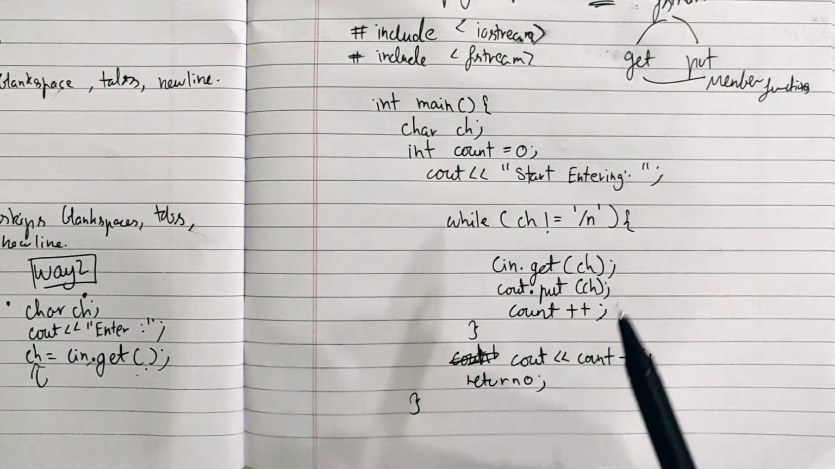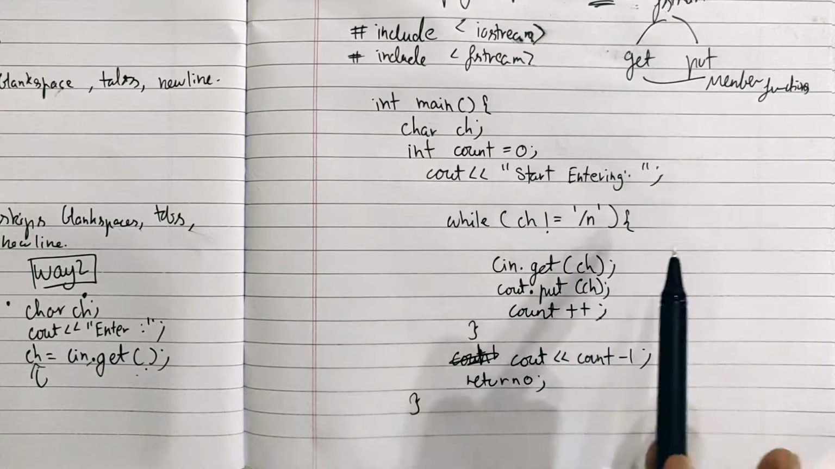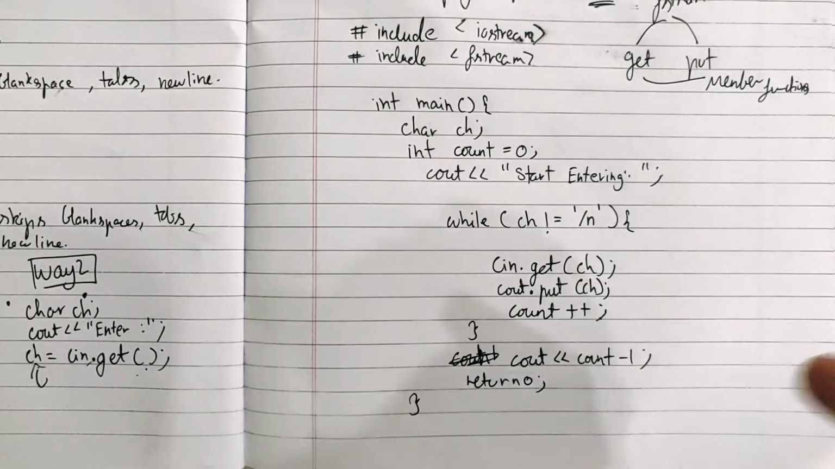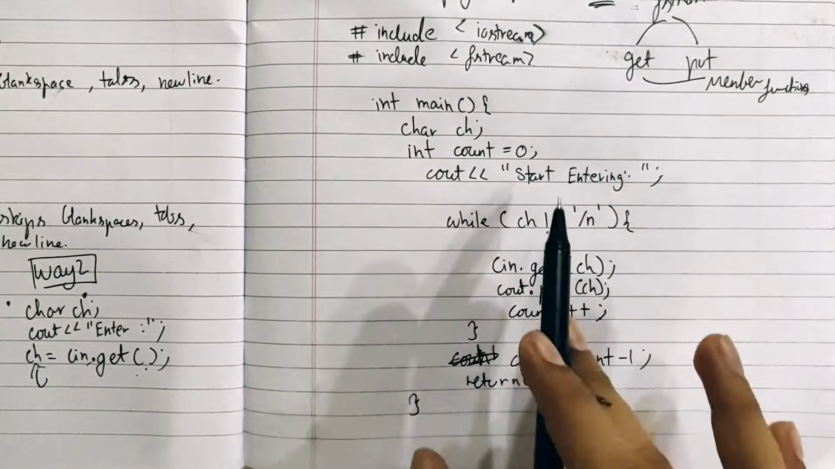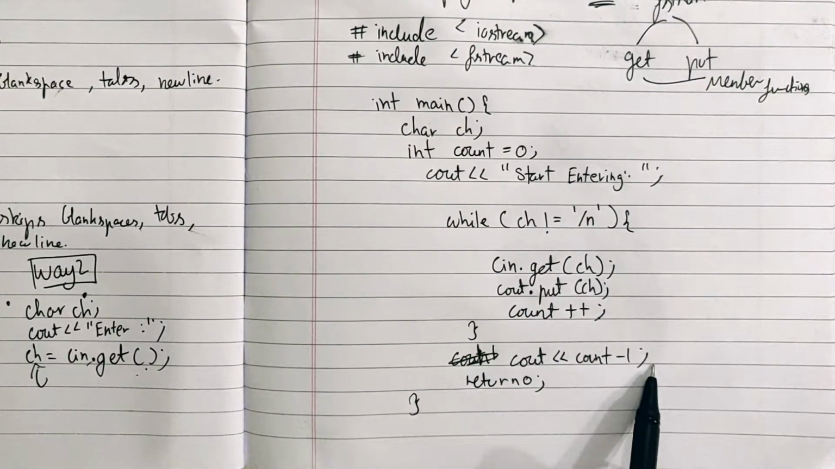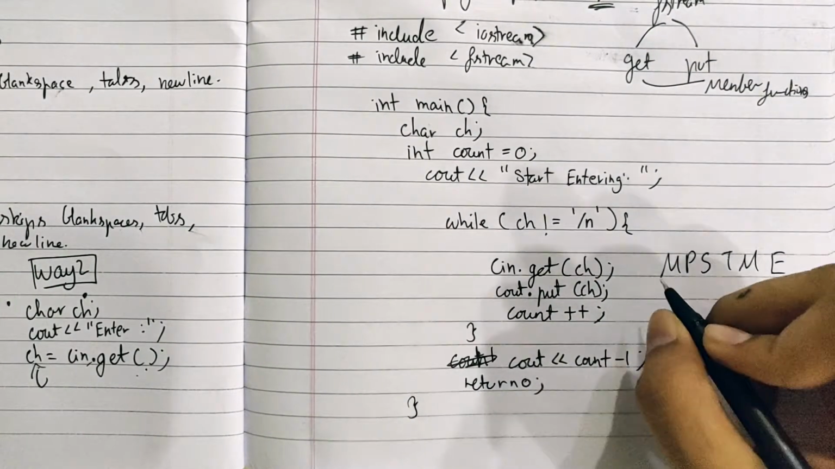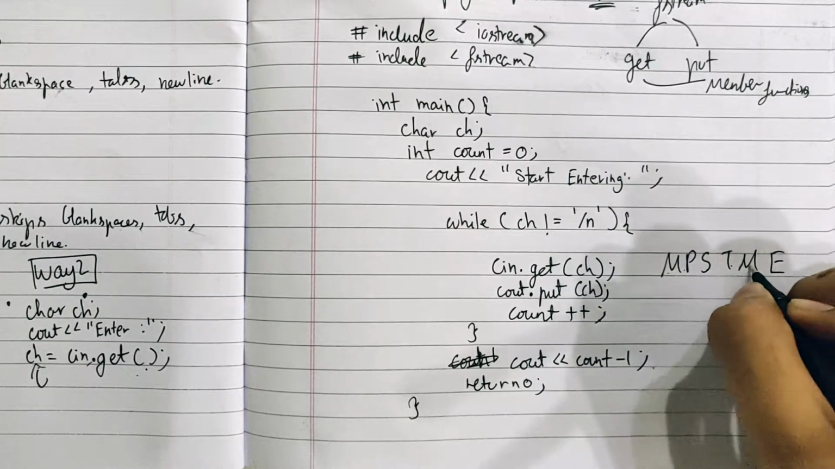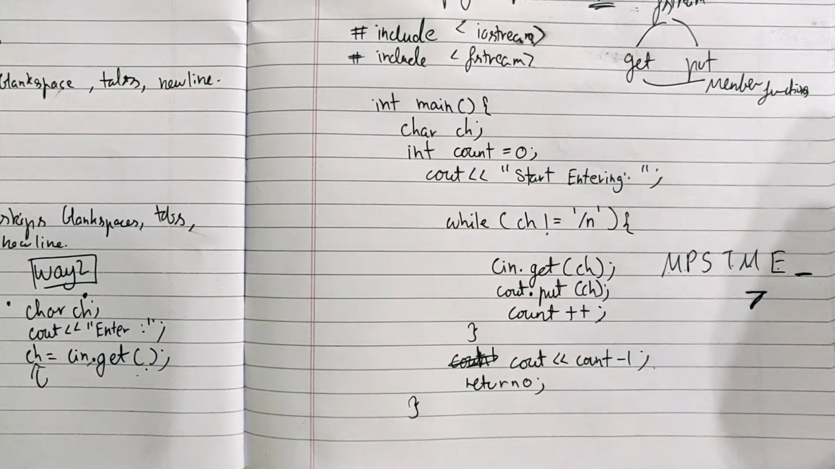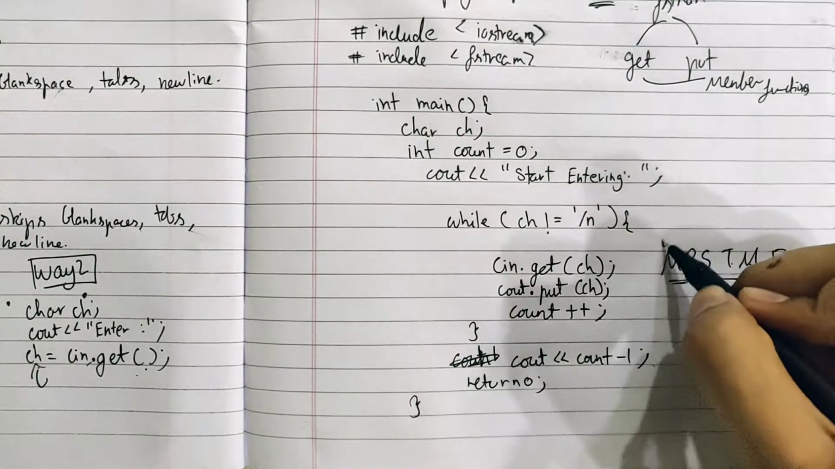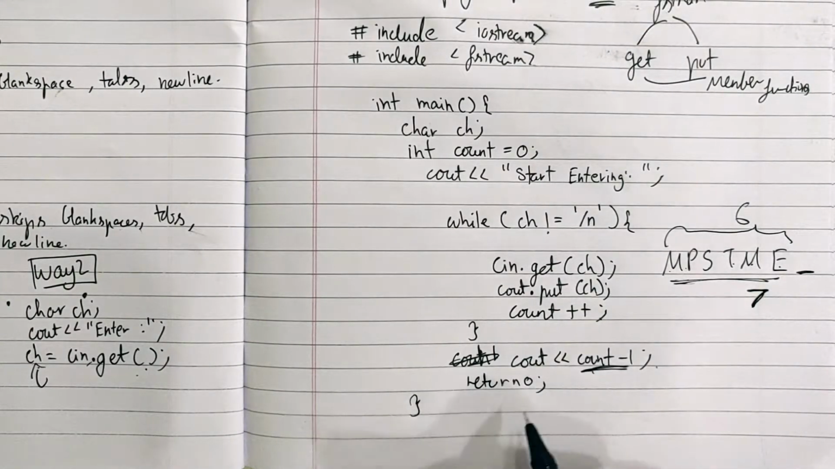That's it. So what will happen is you start entering values. Suppose you enter HIRAK and then you press enter, or say for example MPSTME and then press enter. So once enter has been entered, the loop exits and it displays the value. So for example, if MPSTME was entered, the counter will become 1 2 3 4 5 6 and as enter, that is 7. Okay, but MPSTME is 6. So what we do over here is cout count -1. So we print 6.